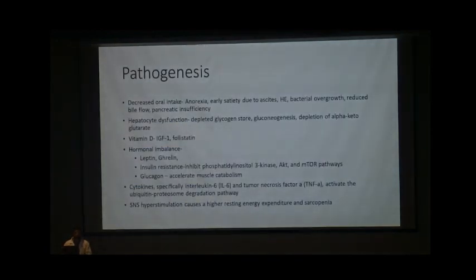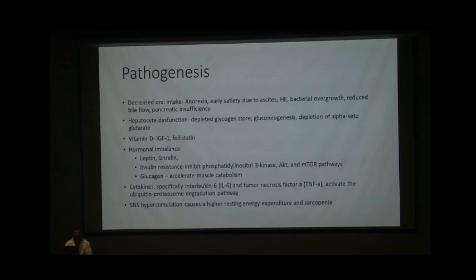If we look at the pathogenesis of sarcopenia, it starts from the oral intake, role of hormones and cytokines, and sympathetic nervous system stimulation. Decreased oral intake in cirrhotic patients with ascites can be due to anorexia, early satiety due to ascites, hepatic encephalopathy, bacterial overgrowth, decreased bile flow, and pancreatic insufficiency associated with alcoholic hepatitis in cirrhotic patients. Hepatocyte dysfunction can deplete glycogen stores, thereby leading to gluconeogenesis, utilization of essential amino acids, and depletion of alpha ketoglutarate.